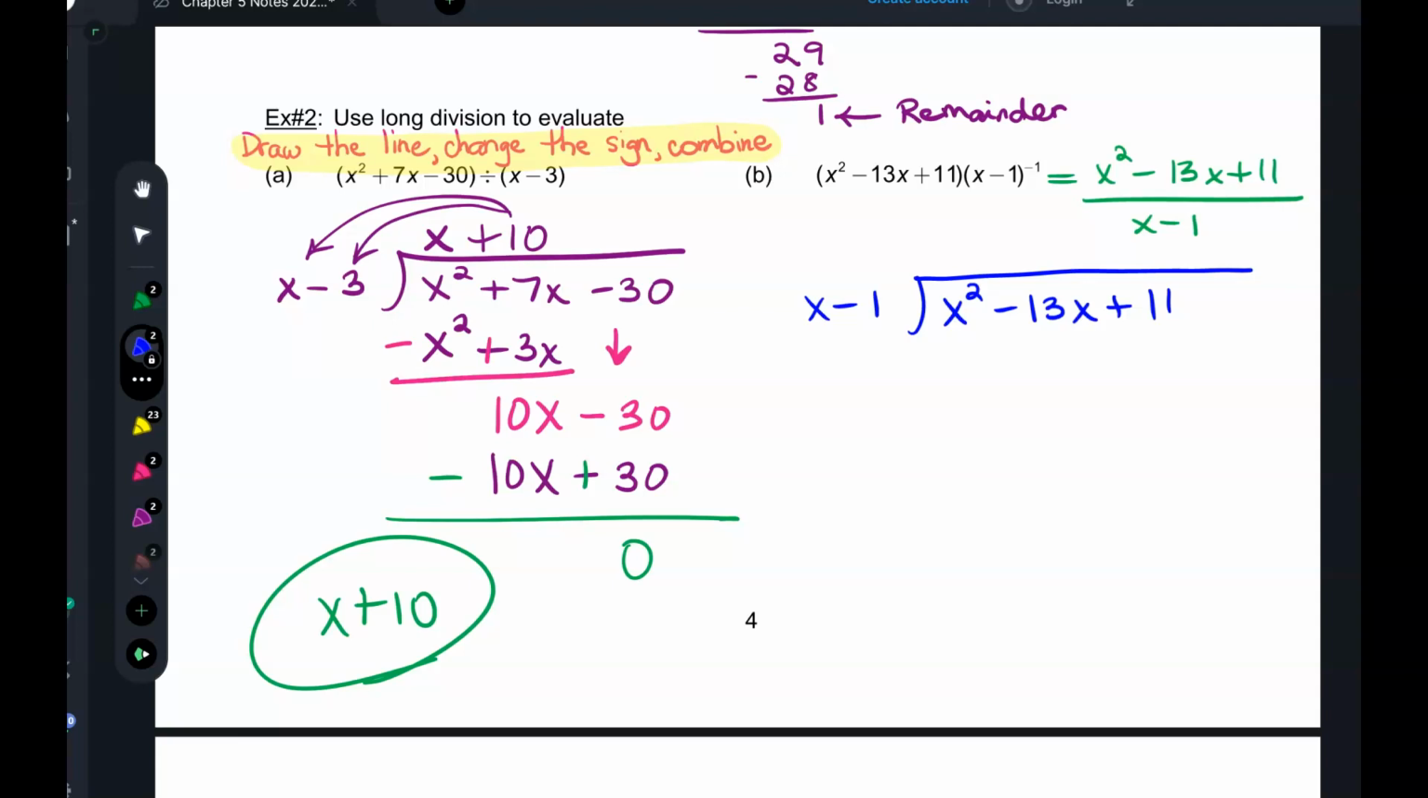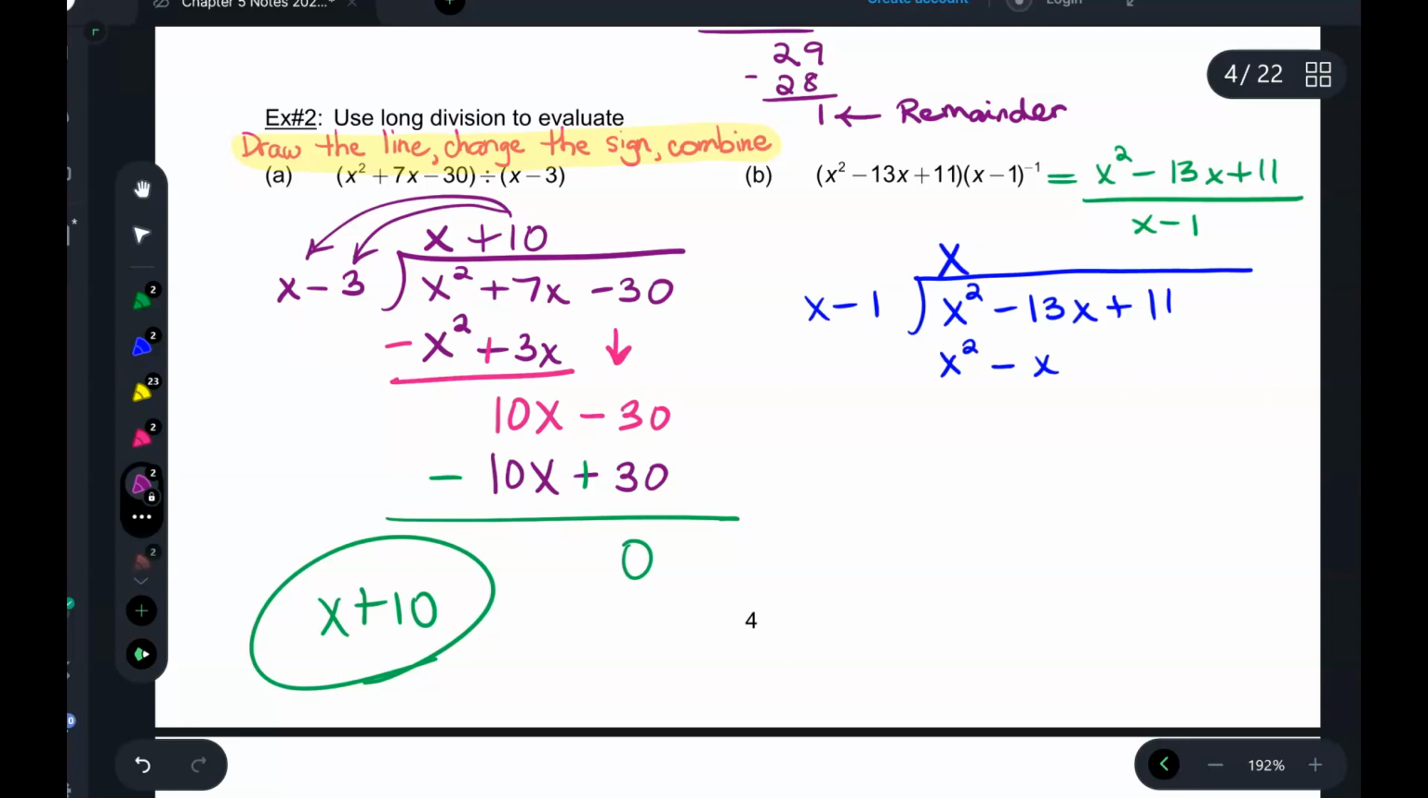This one's not going to come out evenly, so we're going to have a little bit of difference in the answer. You start with x at the top again? X goes into x squared, x times. Now what are we going to do? Distribute to x minus 1. So that's going to become x squared minus 1x.